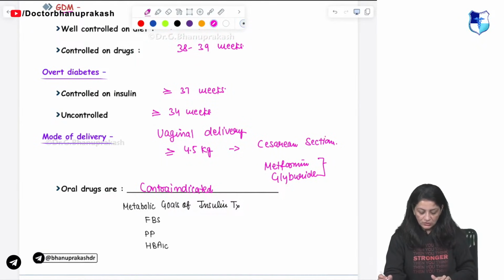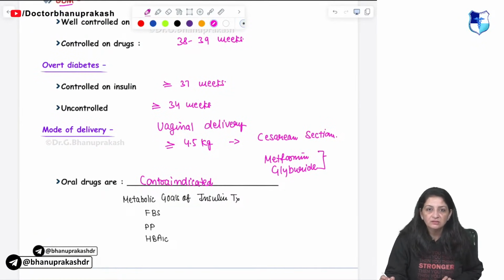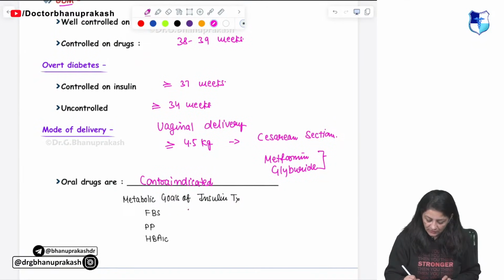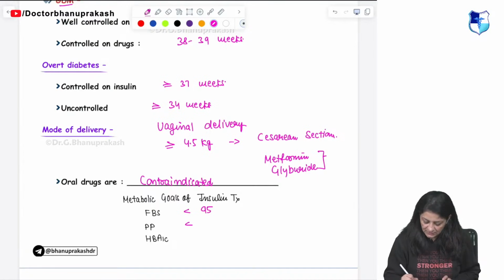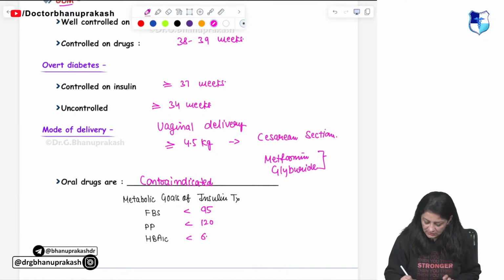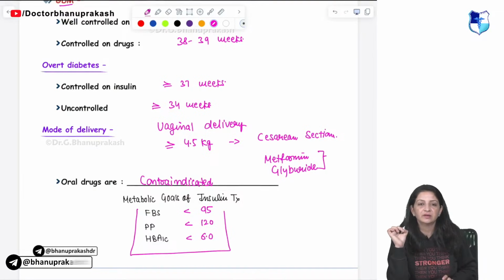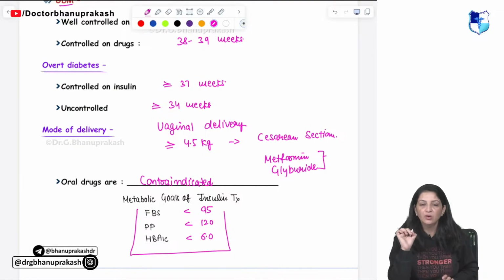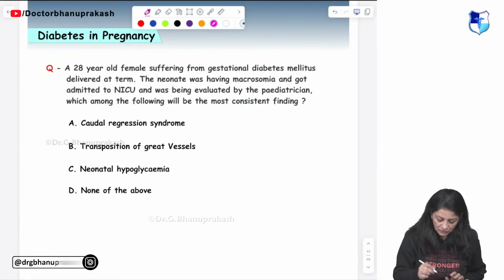Okay. So, metabolic goals of insulin treatment. Fasting should be less than 97. Postprandial should be less than 120. HbA1c should be less than 6 is the metabolic goal of insulin treatment. So, this is all about diabetes in pregnancy. Now, solve this question.